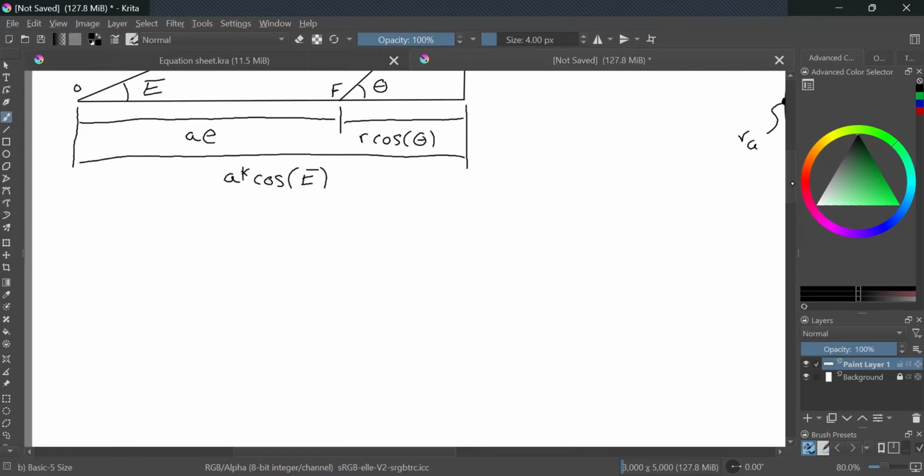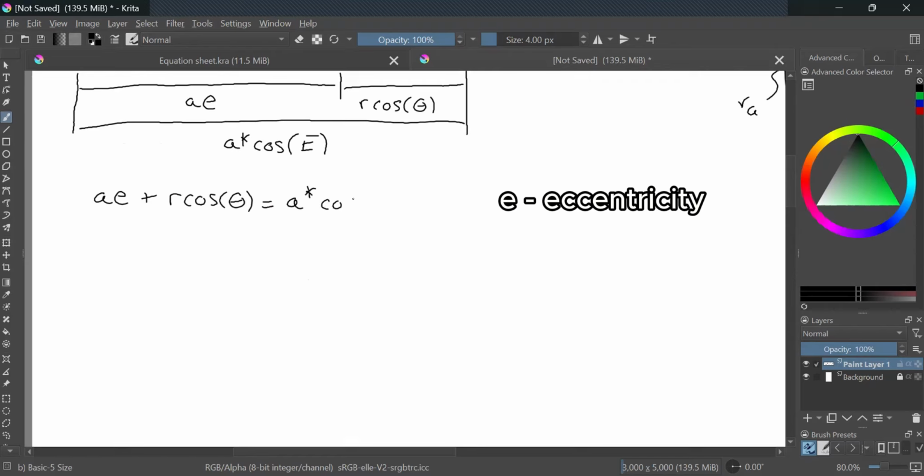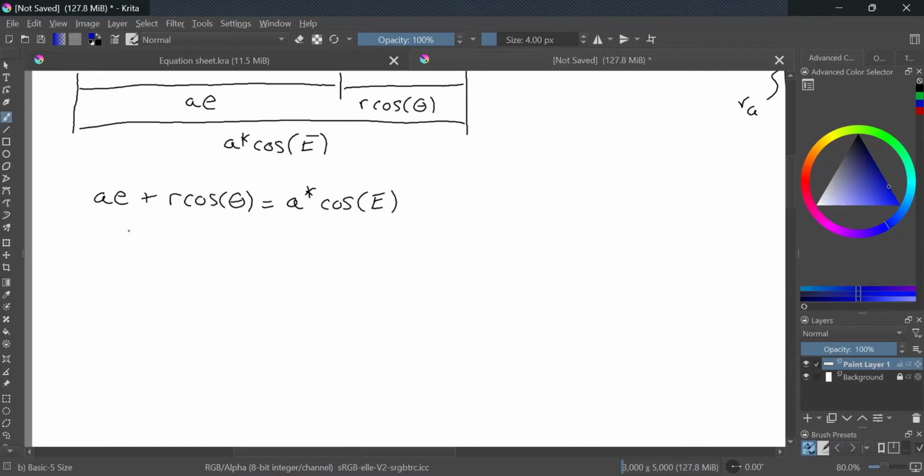All right. So now we can combine these together. So let's write it up this way. We have A times e, the small e, plus r cosine of theta is equal to A times the cosine of big E. Yes, this will probably get confusing as we go on. Not to worry, we can figure it out.